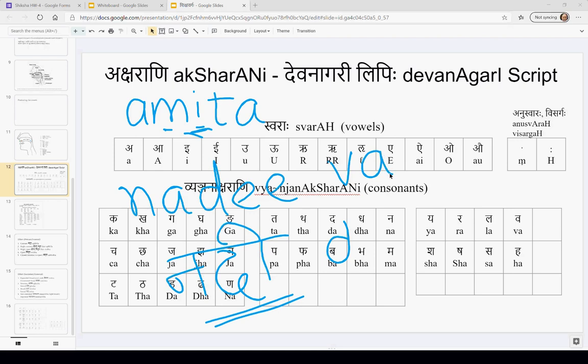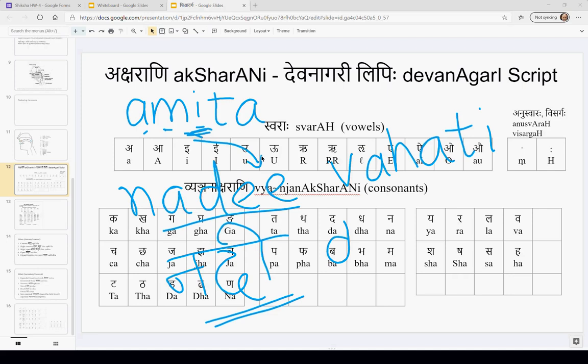Nadi Vahati. Vahati means flows. Nadi Vahati. So we are not elongating this E very much compared to Amita. In that E, we are just doubling the amount here. Amita, Nadi Vahati. See that subtle difference there.